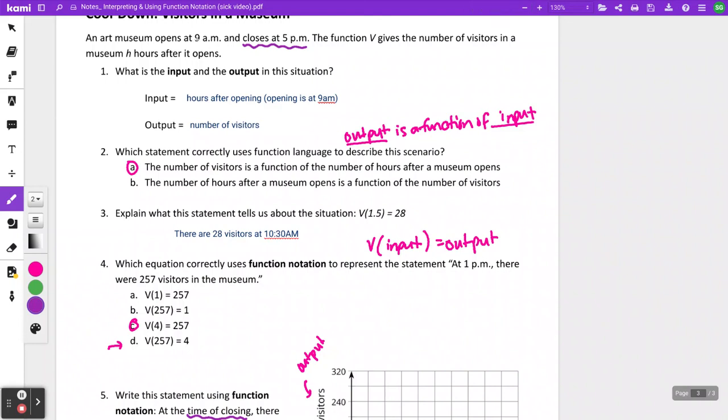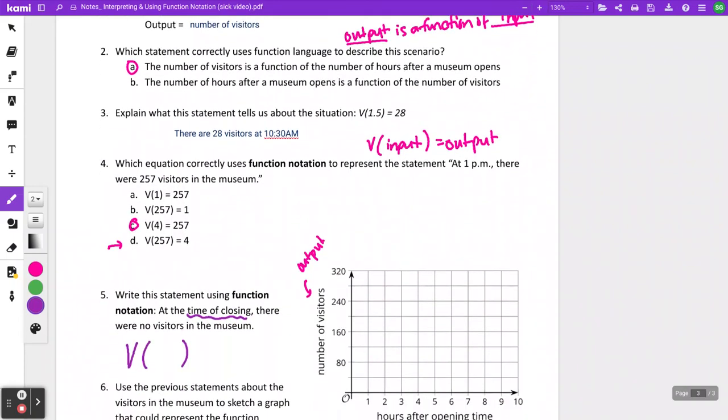Well, again, I'm going to start at 9 and I'm going to count up. So 10 a.m. would be 1 hour. 11 a.m. would be 2 hours. 12, 1, 2, 3, 4, 5. I'm at 8 now. That's 8 hours after opening. So my input is going to be 8.